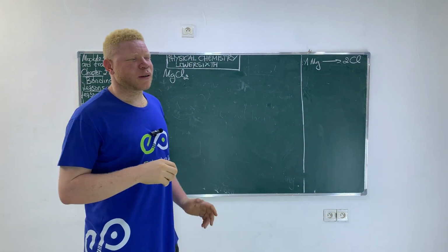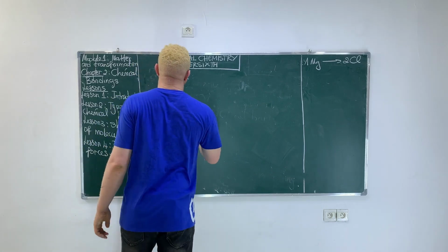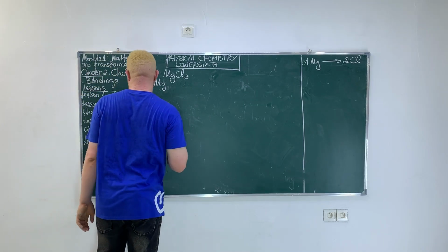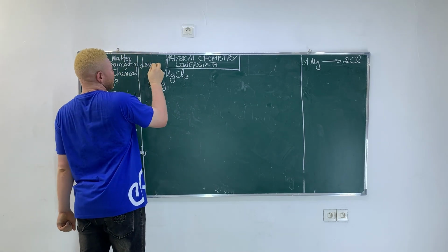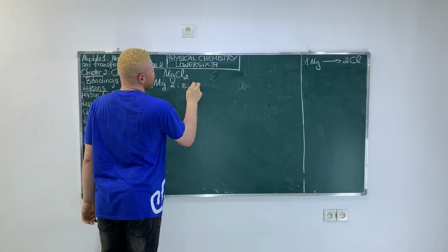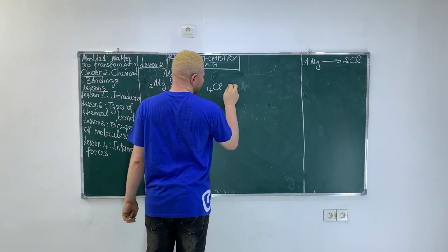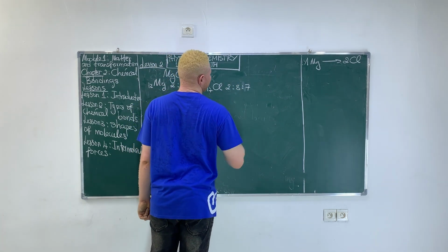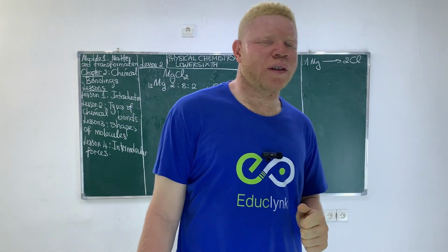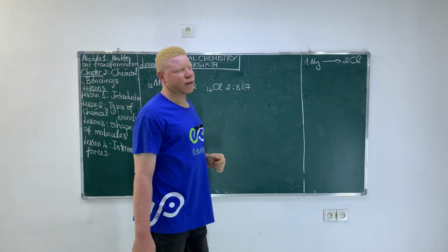The very first step is to write the configuration. Magnesium atomic number is 12, so it's 2:8:2. Chlorine atomic number is 17, so it's 2:8:7. We realize that magnesium has 2 electrons in the outermost shell, while chlorine has 7 electrons in the outermost shell.